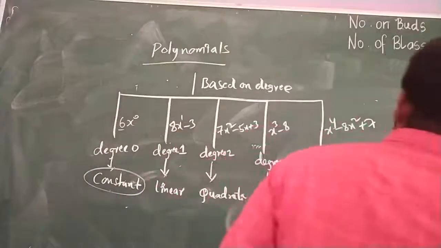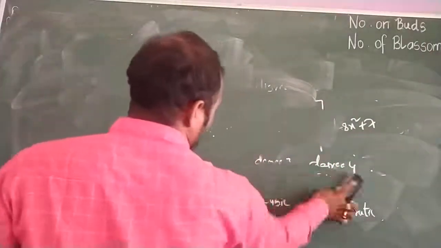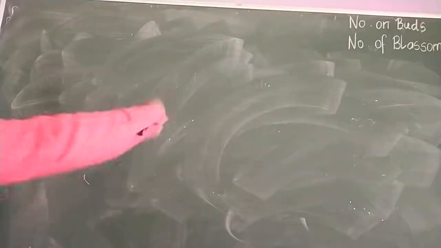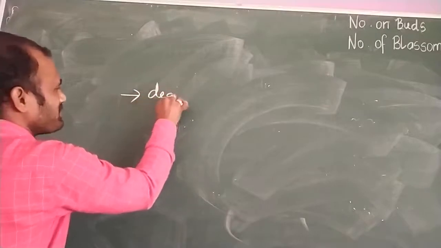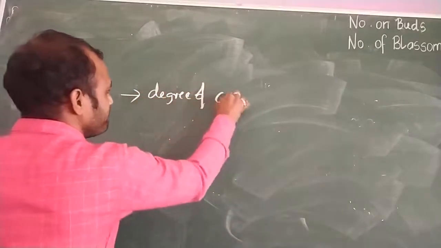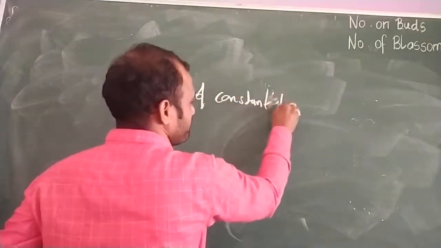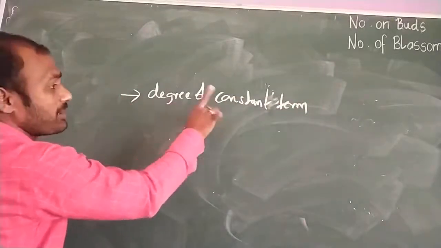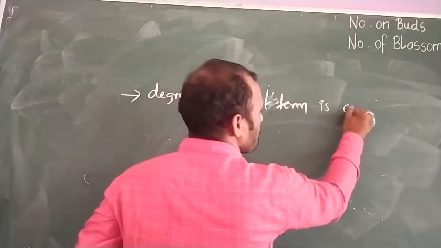Let us see the next concept. Now, if you observe here, one important question is, what is the degree of a constant term? Generally it will be asked in our examination. The degree of the constant term is 0.